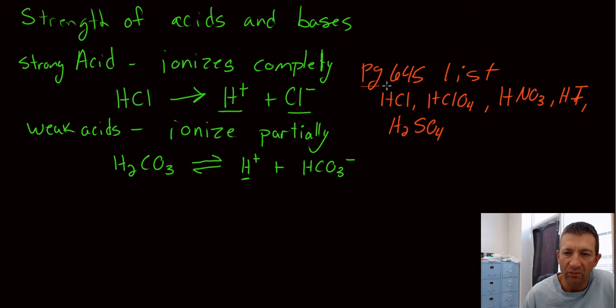Also on page 645 it gives you some examples of weak acids too. So this is our list of strong acids and everything else is a weak acid. When we talk about acid-base strength, that's what it means. The more it splits apart and stays apart, the stronger it is. If it goes one way and runs back the other way, that's what we call a weak acid.